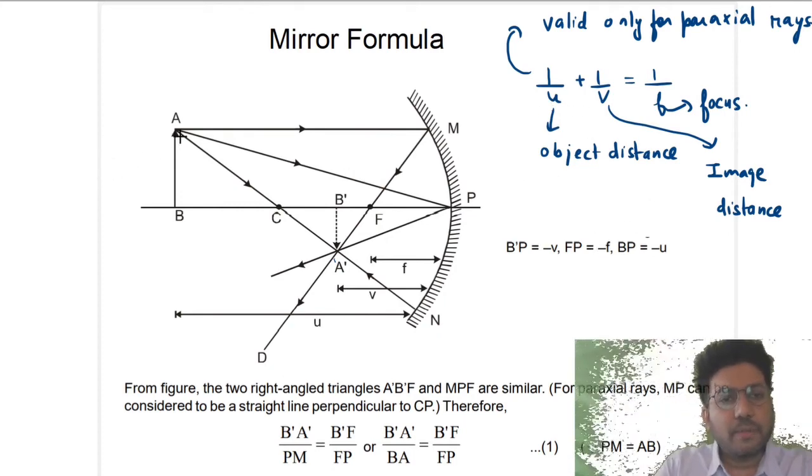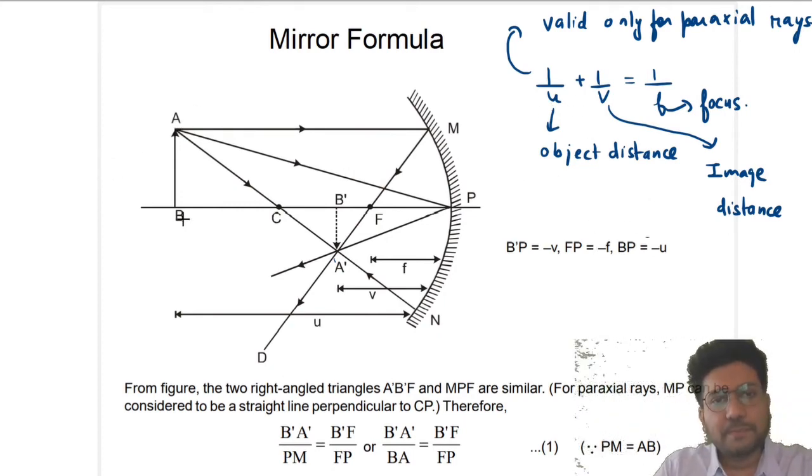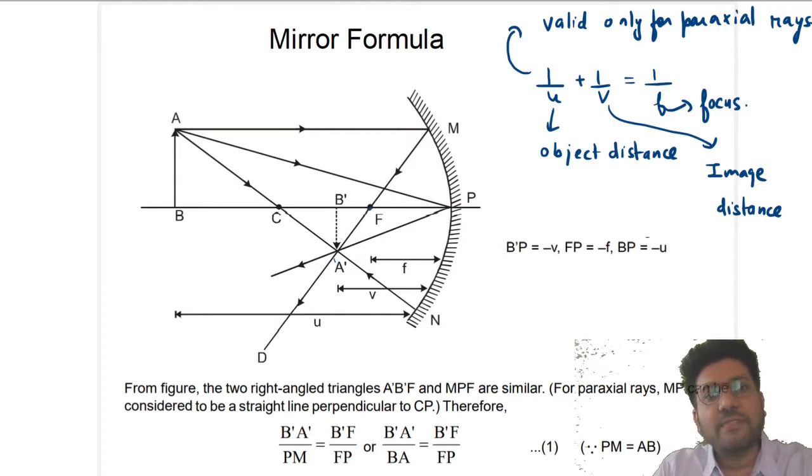Suppose this is the object AB. A ray parallel to the principal axis after reflection will pass through the focus, and this will happen only for paraxial rays. Because the ray is paraxial, we will consider this curved part MP to be a straight line, perpendicular to the principal axis. So MP for us will be a straight line. That means this will be a triangle.